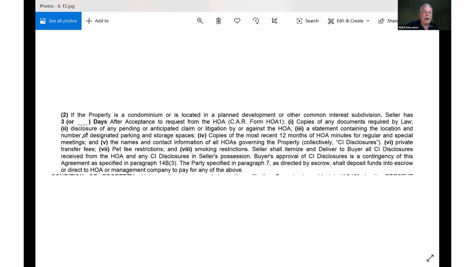So let's take a look at paragraph here. If the property is a condominium, whoops, what happened there? Oh, don't do that. If the property is a condominium or is located in a PUD or other common interest subdivision, seller has 3 days. Now, how many times have you seen the seller request from the homeowners association the documentation within 3 days? Usually you get it like 2 weeks later. It's usually the escrow company that orders it because they know that the seller was supposed to and the seller didn't. So as a listing agent, you might want to do that.